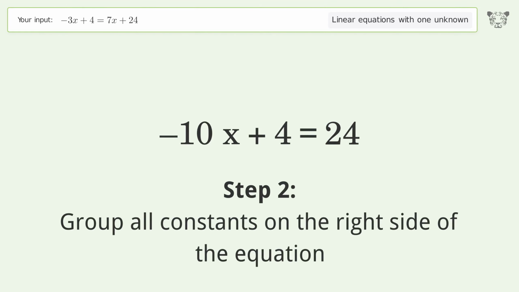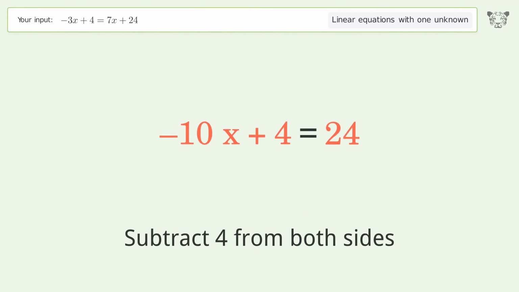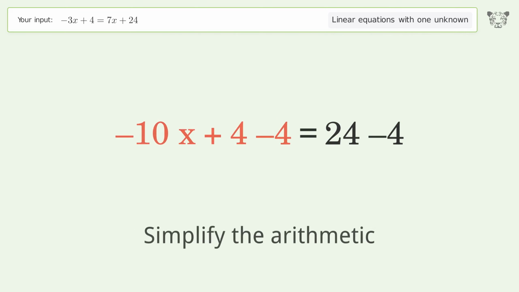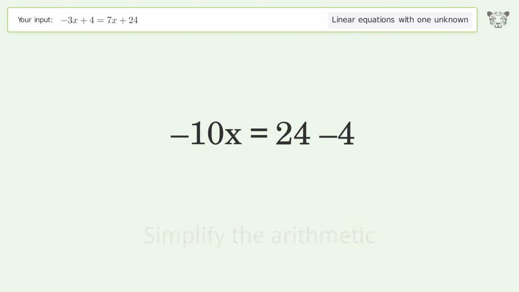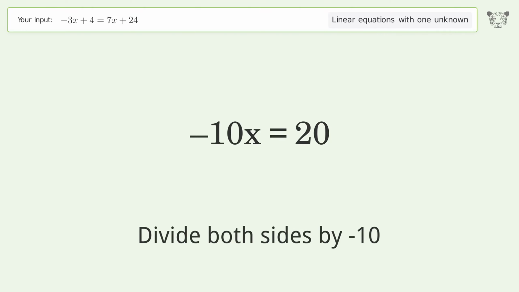Group all constants on the right side of the equation. Subtract 4 from both sides. Simplify the arithmetic. Isolate the x. Divide both sides by -10.